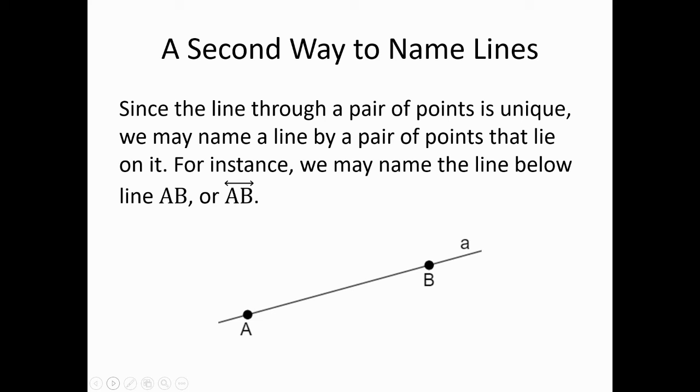Now, given that the line through a pair of points is unique, we may use any 2 points on a line to name that line. So for instance, I have line lowercase a, as before, but now I have 2 points on that line, points A and B, and notice again that those are capitalized because those are points. And then we can use those 2 letters to name the line. We can call this line AB, or we can write AB with the line symbol on top, which I will circle for you. And notice that that line symbol on top does have the arrows because we need the symbol to say that this is indeed a line. So that's another way to name a line, either a lowercase letter or a pair of uppercase letters.